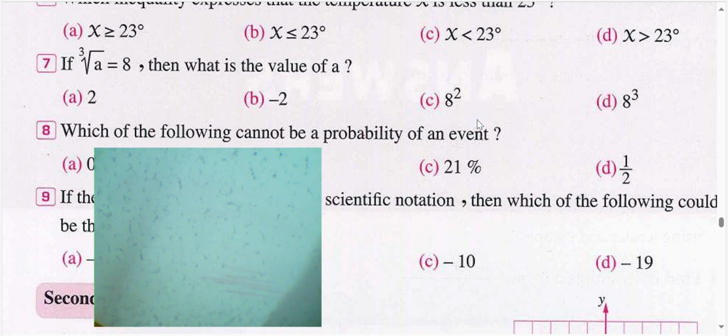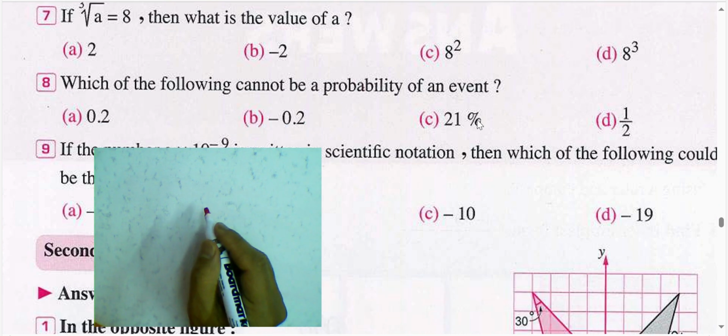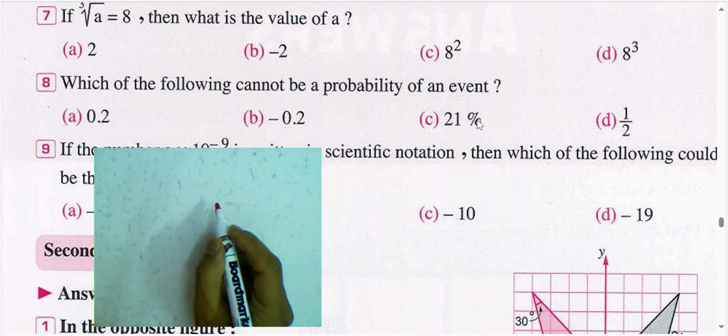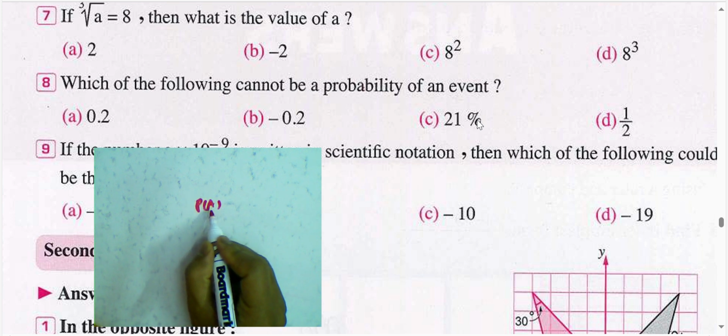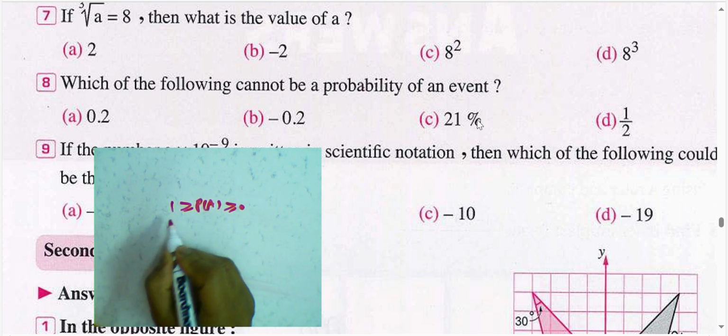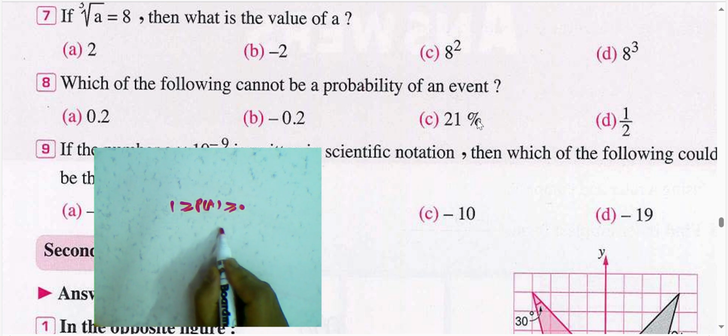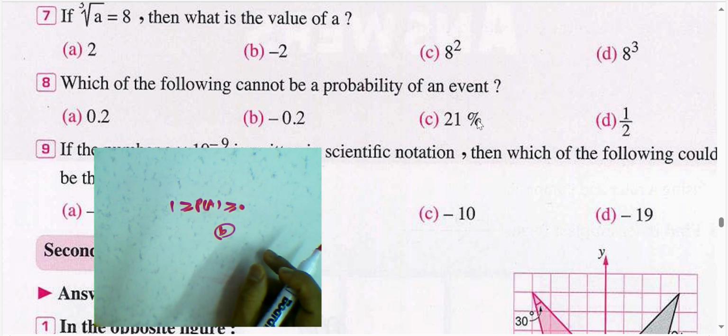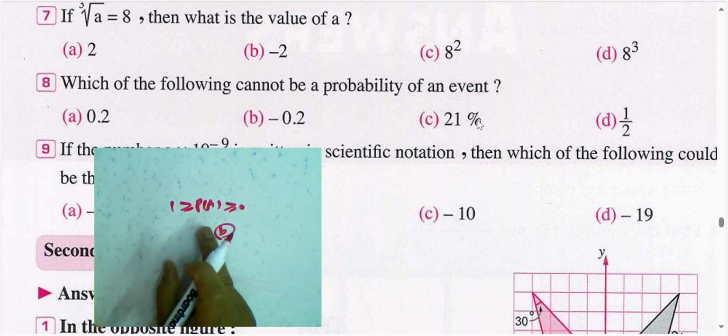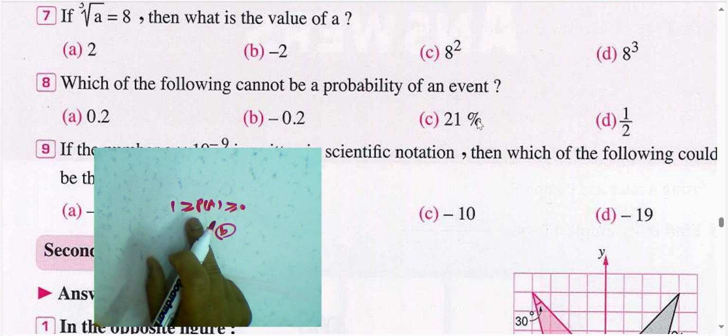Next question. Choose the following that can't be the probability of an event. Any probability of an event is greater than or equal to 0 and less than or equal to 1. Then negative 0.2 is false. Choose letter B. It can't be the probability of any event, because the probability of any event is greater than or equal to 0 and less than or equal to 1.